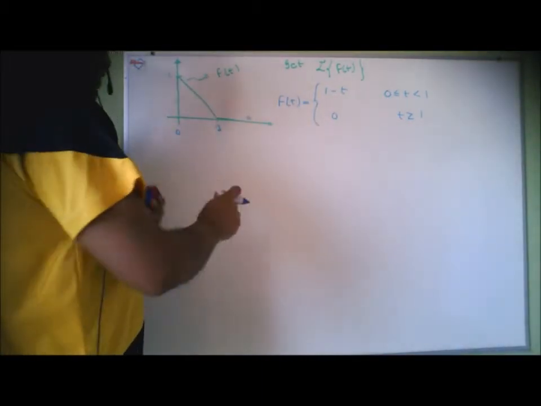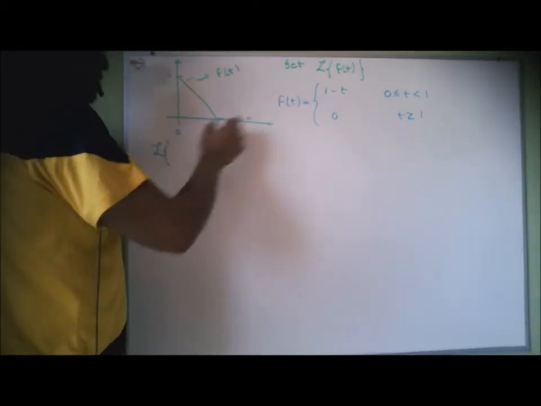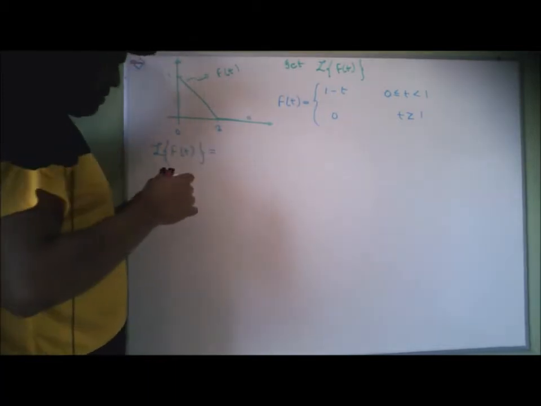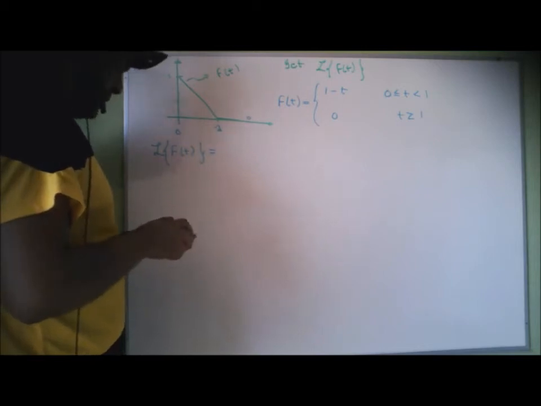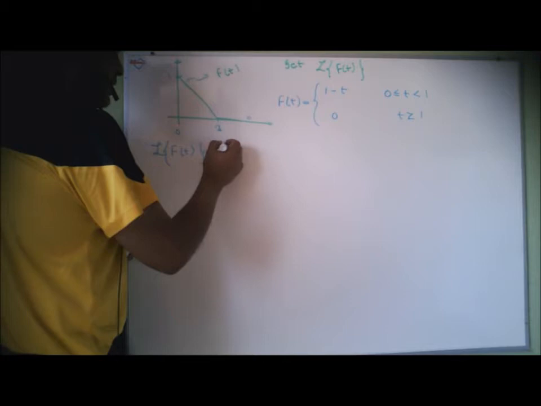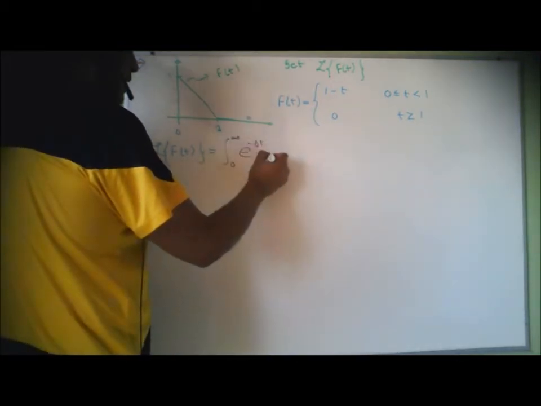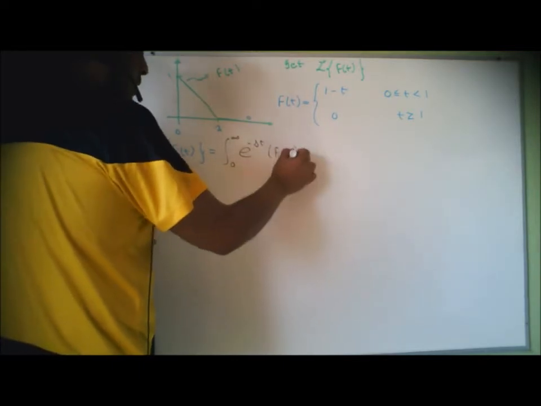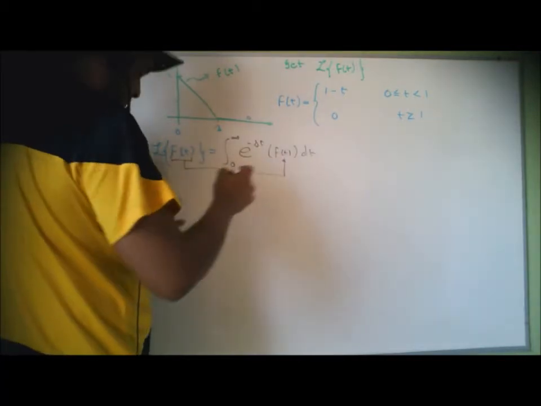Alright, so this problem requires the Laplace transform of this function, but it is a composite function. Because we don't have a formula for that, what we have to do is apply the Laplace transform definition. The Laplace transform definition is the integral from 0 to infinity of e to the minus st times f of t. Remember, whatever you have here goes here.